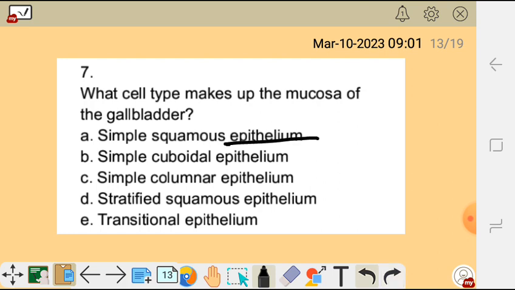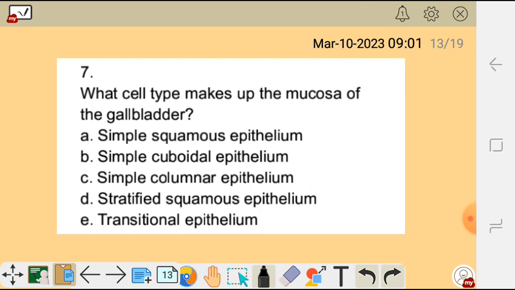So epithelium is classified as covering and glandular epithelium. So the covering epithelium is classified according to the shape of the nucleus and the cells, and also to the number of layers that epithelium has. So it is simple when it is made up of only one layer, and it is stratified if it has more than one layer.